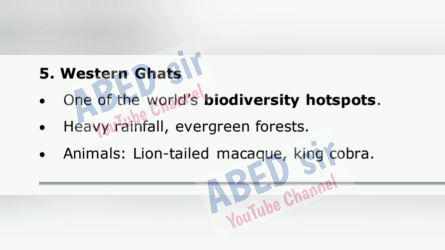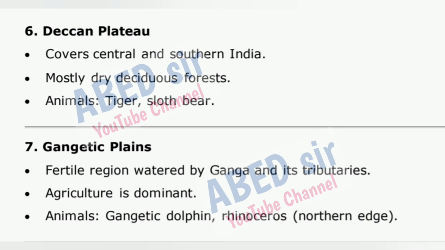5. Western Ghats. One of the world's biodiversity hotspots. Heavy rainfall, evergreen forests. Animals, lion-tailed macaque, king cobra. 6. Deccan Plateau. Covers central and southern India. Mostly dry deciduous forests. Animals, tiger, sloth bear.